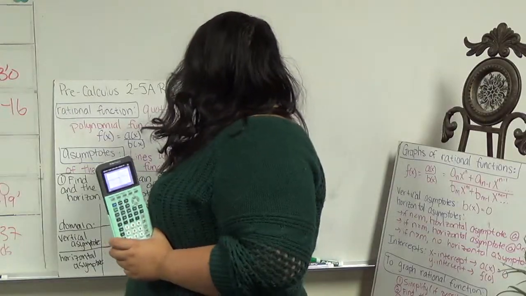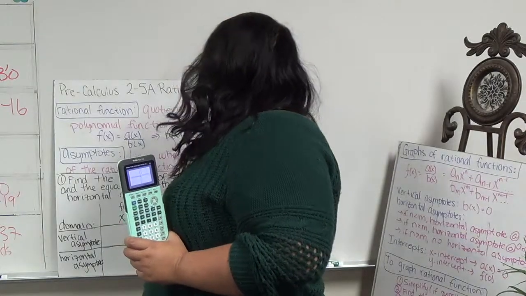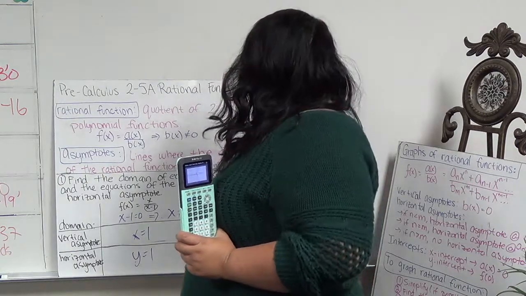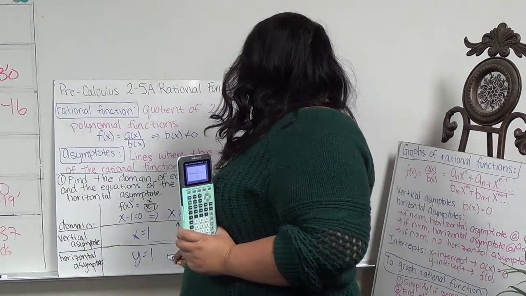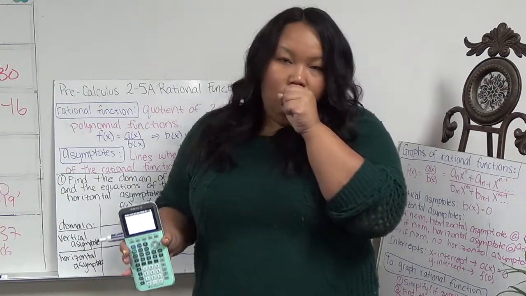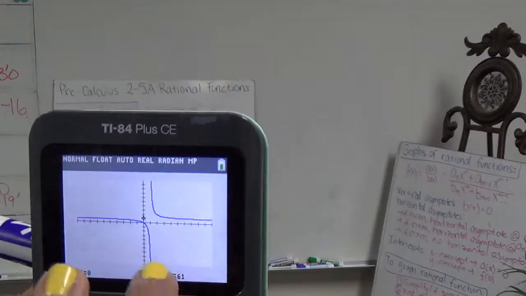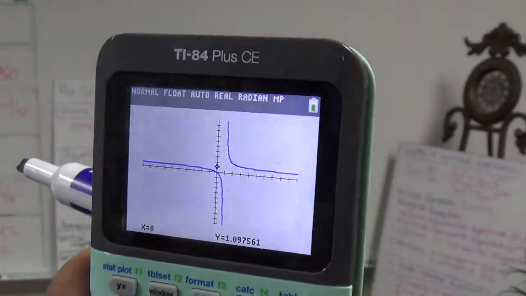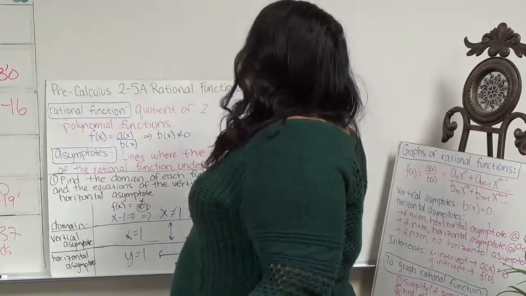Oh, I apologize. The vertical asymptote is x equals 1, and the horizontal asymptote is y equals 1. So it's undefined at x equals 1 here, and it's undefined at y equals 1 here. You can see that the graphs curve around those asymptotes. So it's basically an invisible dashed line. And we'll be drawing those invisible lines to show work in your work. So go ahead and pause and write this down.